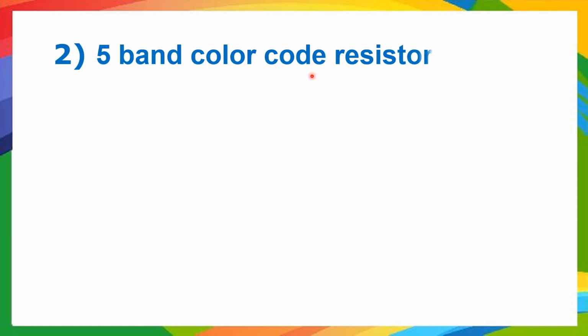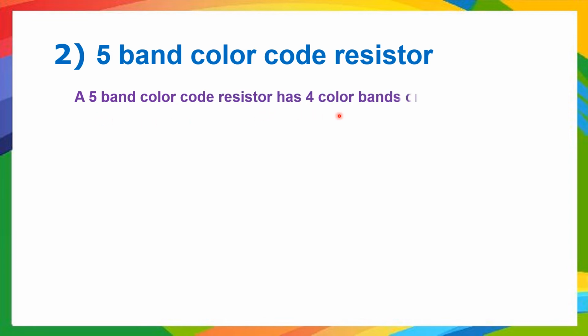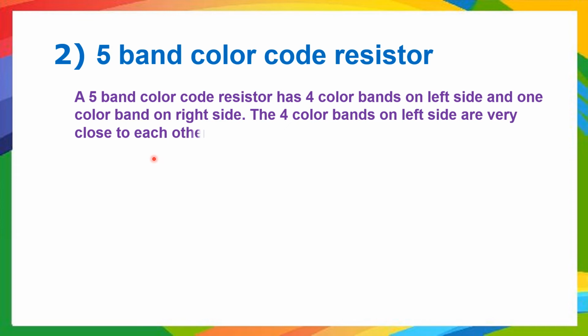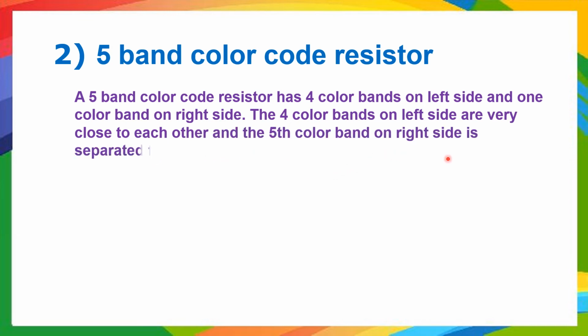Now let us go for the 5-band color code resistor. How will decoding of color codes be done in this case? A 5-band color code resistor has 4 color bands on the left side and 1 color band on the right side. The 4 color bands on the left side are very close to each other and the 5th color band on the right side is separated from the first 4 bands with some space.